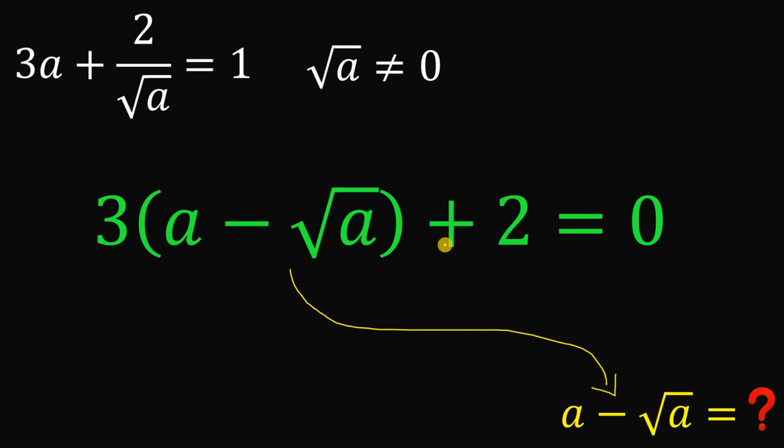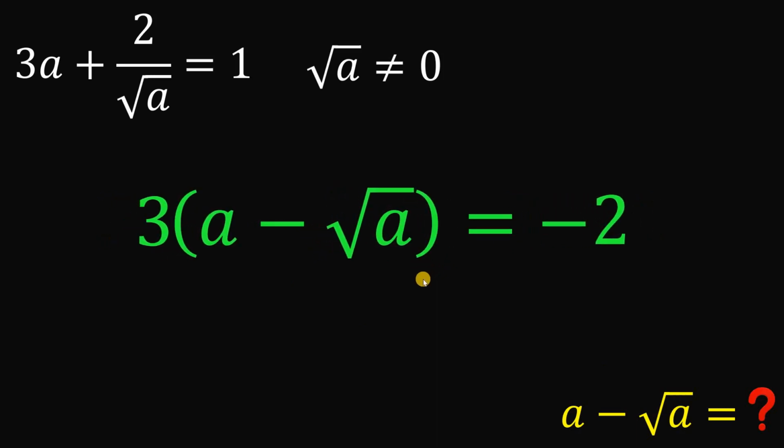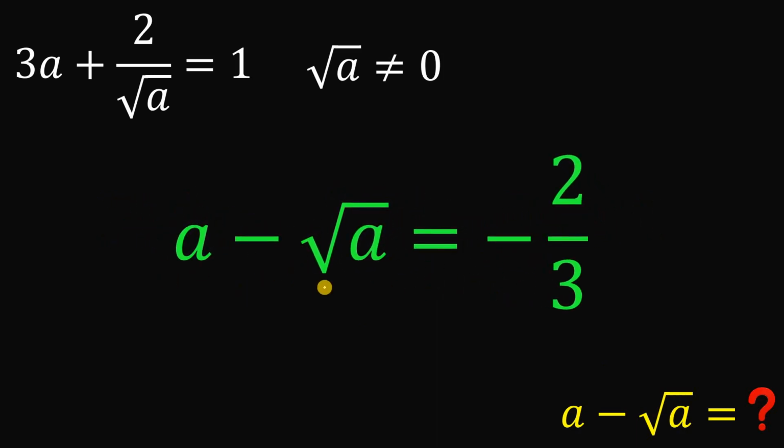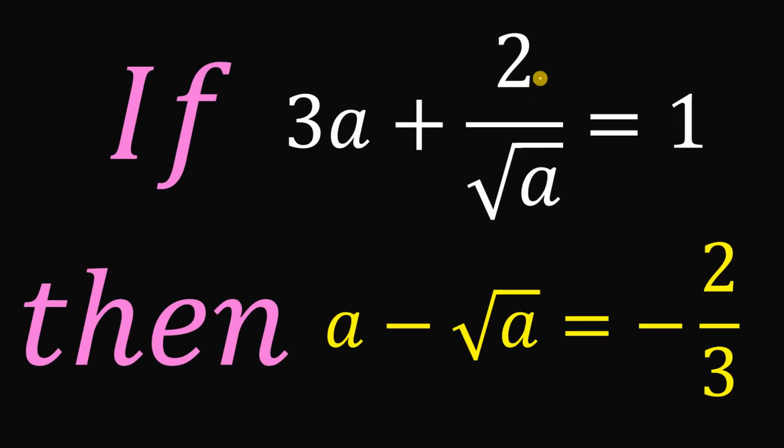And to find the value of this, let's subtract 2 on both sides, and divide both sides by 3. And we get that a minus square root of a is definitely equal to negative 2 over 3. And that is the answer to this question. Therefore, if 3a plus 2 over square root of a equals 1, then the numerical value of a minus square root of a equals negative 2 over 3. And as always, we are done.